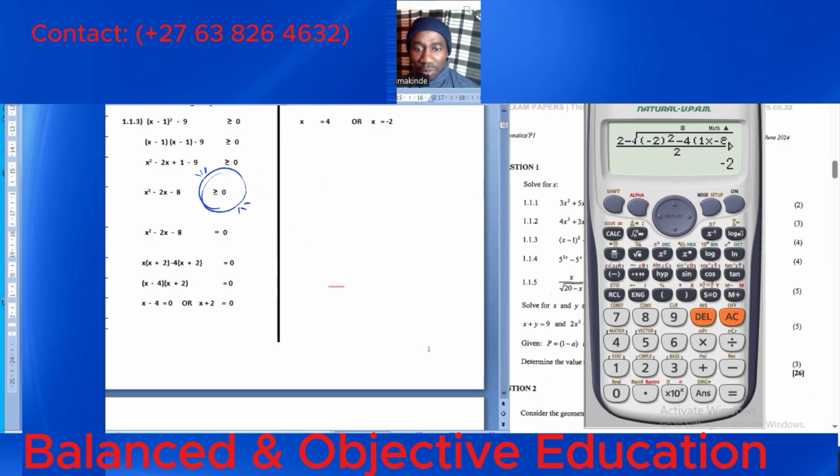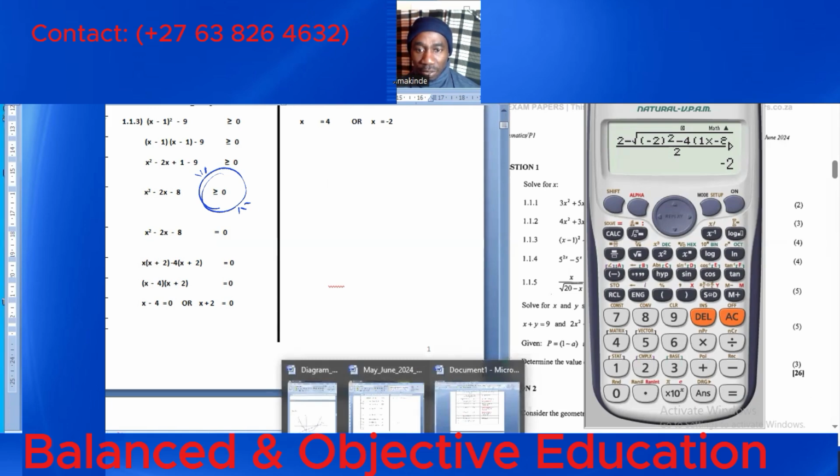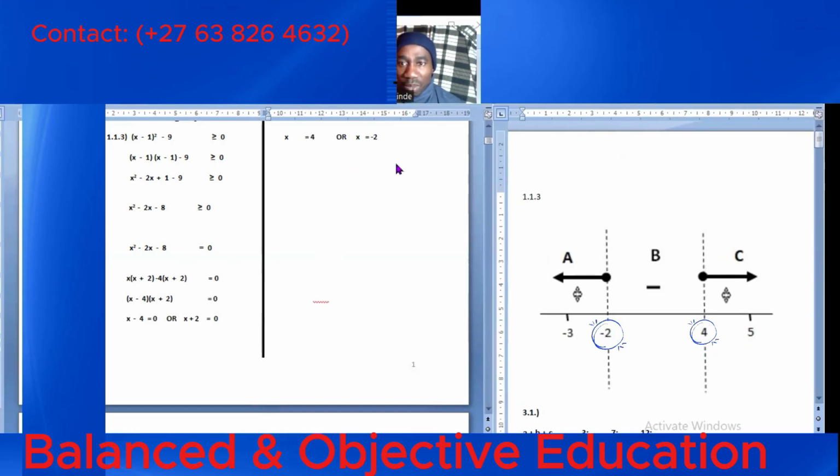So what I do encourage my learners to do is to draw a number line. So on the number line, you represent the two roots of the equation. In this case, you have 4, and here you have -2. So you set a boundary around the two solutions, which are -2 and 4 in this case. And within that boundary, you will have a region called region B.